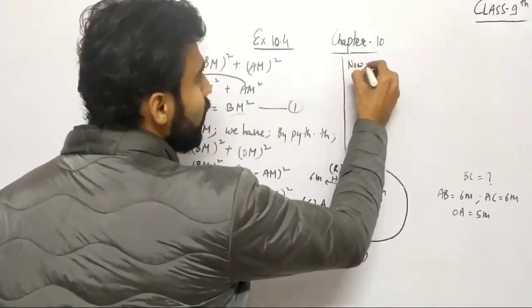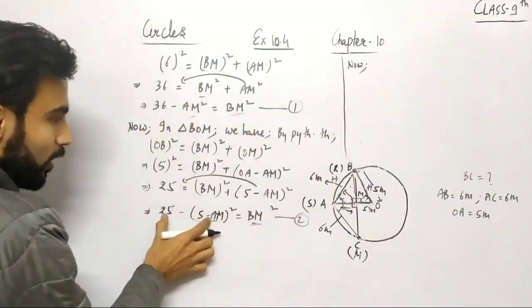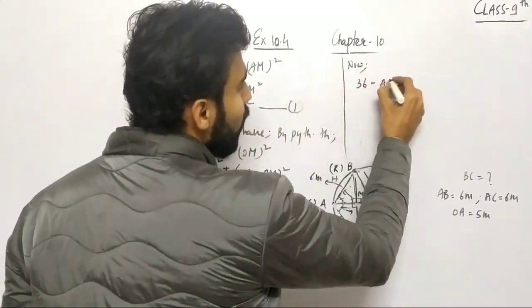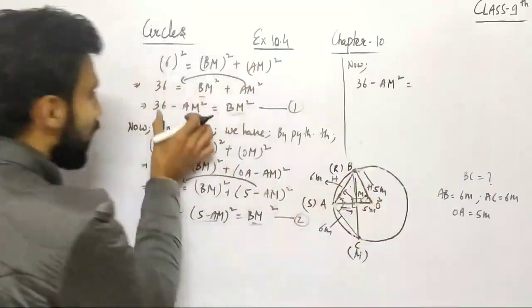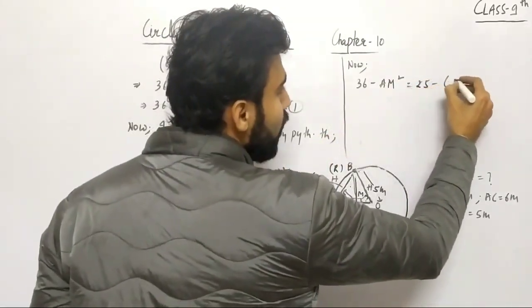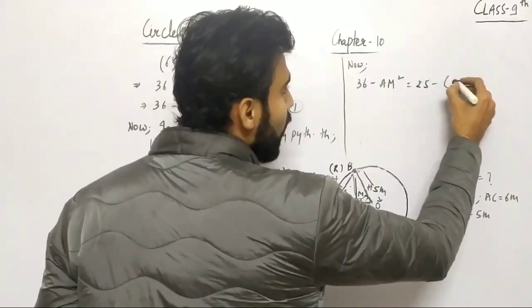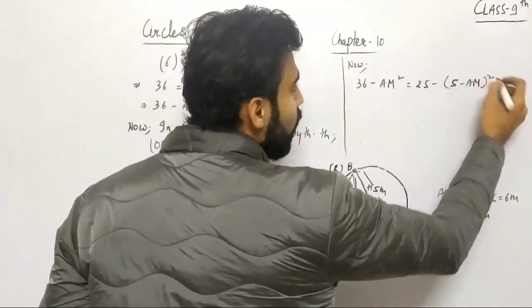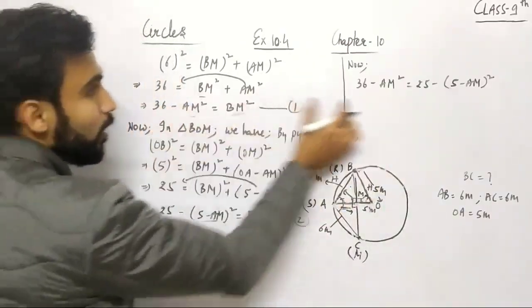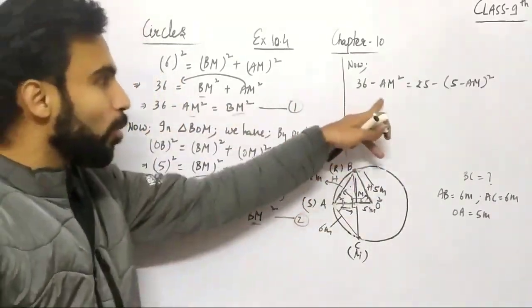Now you can see we have got this equal to this. So here, first of all, I write 36 minus AM square. You can see this left hand side is equal to the left hand side of the second equation, that is 5 minus AM whole square, right? So you can just match on here. This is the left hand side which is equal to this, right? So here I solve these.